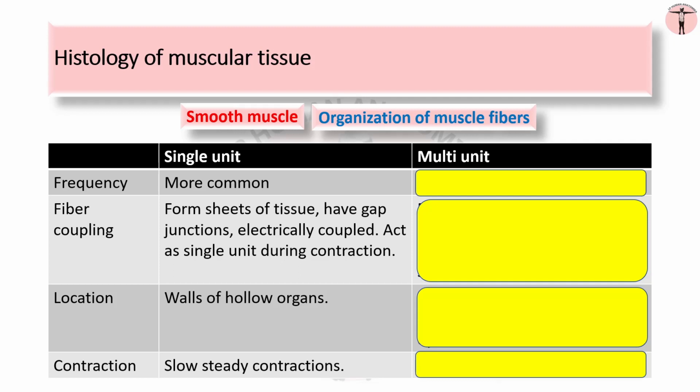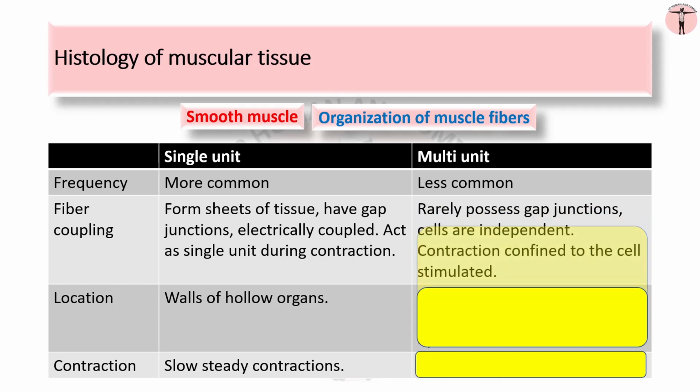Multi-unit smooth muscle, the second type of smooth muscle, is less commonly seen. It is composed of cells that rarely possess gap junctions and thus are not electrically coupled. The adjacent cells are independent from each other and innervated individually by separate branches. As a result, contraction does not spread from one cell to the next, but is instead confined to the cell that was originally stimulated.